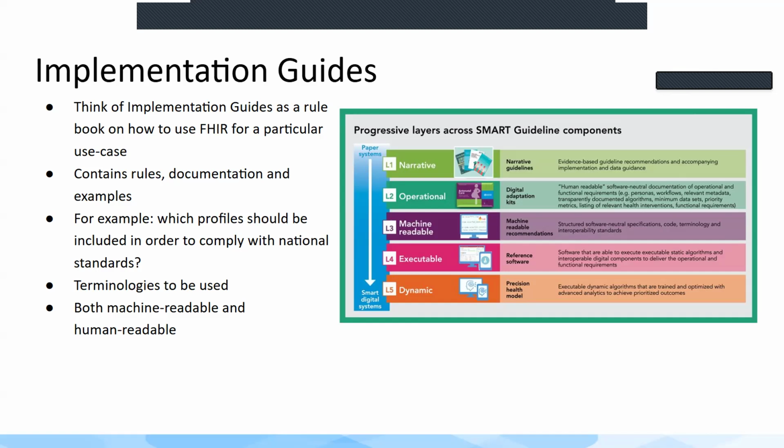And it's both machine readable and human readable. And that's why, or one of the many reasons it became a part of the SMART guidelines approach. So you can see that we have progressive layers, and on layer 3, we have machine readable recommendations of your guidelines, and those L3 recommendations are using FHIR and implementation guides.